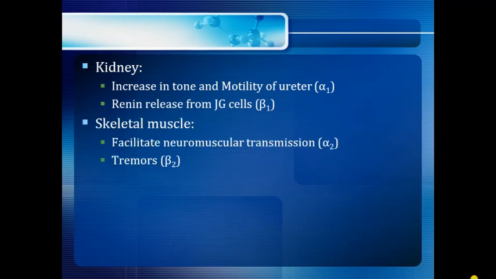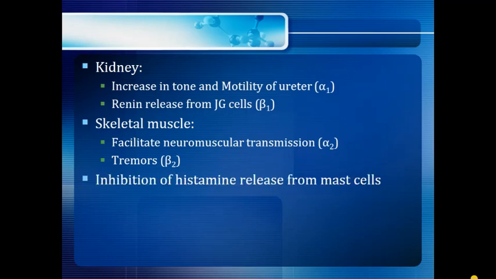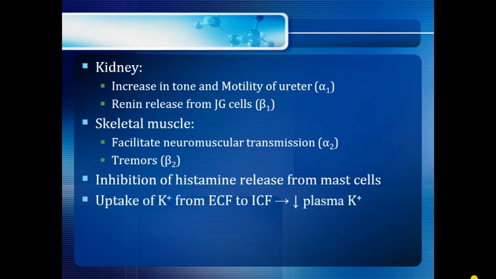On skeletal muscles, they facilitate the neuromuscular transmission by alpha-2 receptor, which would lead to tremors, which is mediated by beta-2 receptors. They also cause inhibition of histamine release from the mast cells. It will also cause uptake of potassium from the extracellular fluid to intracellular fluid. So plasma potassium concentration falls a little bit.